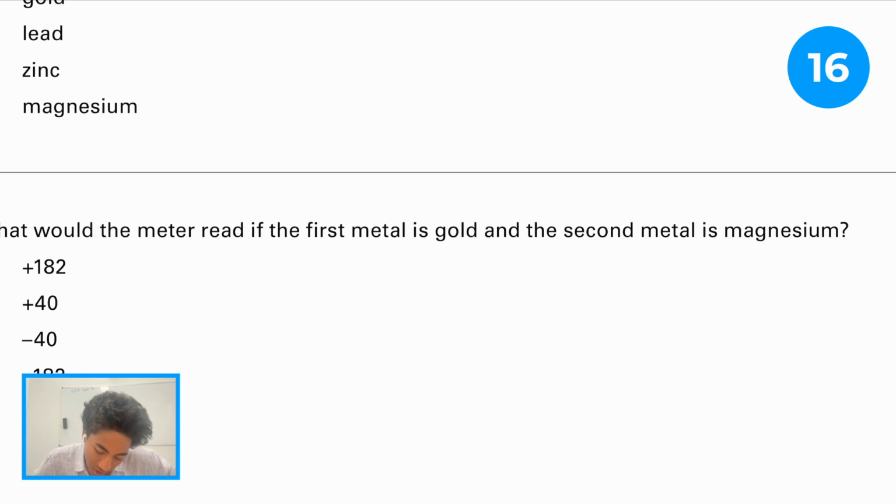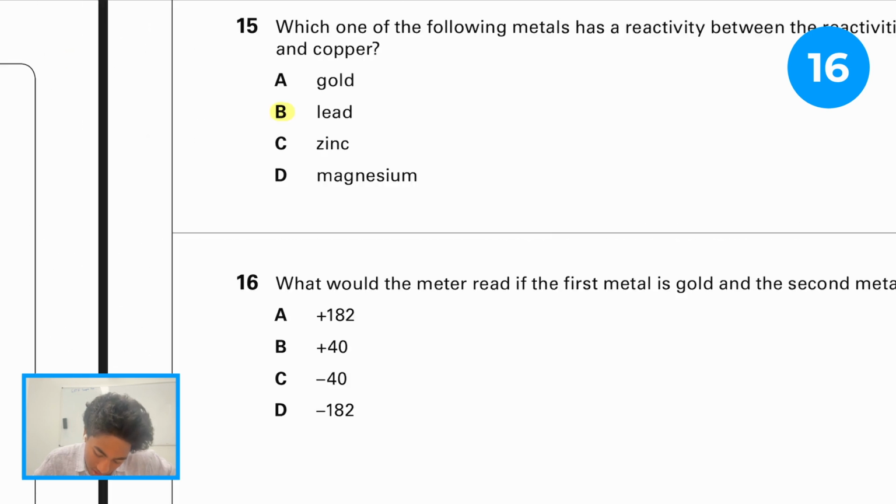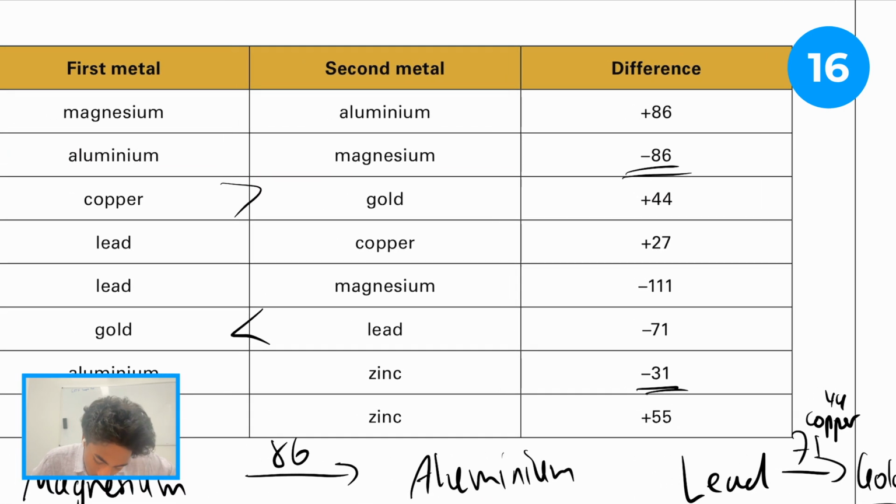What would the meter show if the first metal is gold and the second is aluminium? Let's see. 86 to get to lead, and then another 71 to get to gold. That means in total, from aluminium to gold, you have to do 111 plus 71, which is 182.